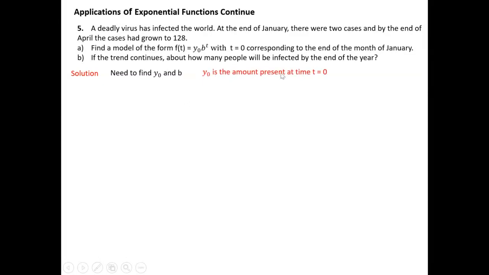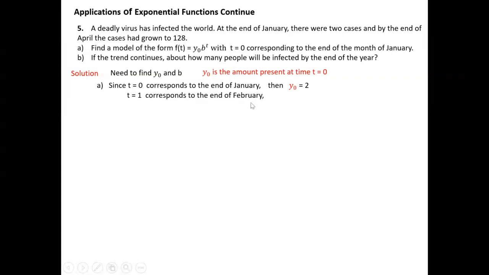Remember I said y naught is the amount present when time equals 0. So let's get 2 points here. T equals 0 corresponds to the end of January. I know there were 2 cases, and then by the end of April, cases had grown to 128. So the 2 here, guys, is my y naught.